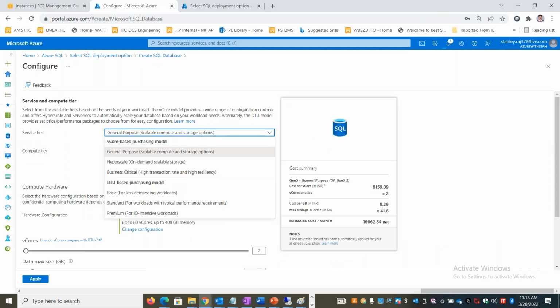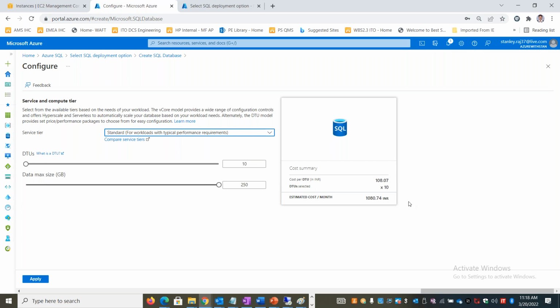So let's see. If I go and select standard, automatically you can see that you get options to change it from 10 DTU to 3000 DTU. When I change it, the backend data size also changes, and the price also varies when I choose a different DTU requirement. DTU, I would say, is a combination of CPU, memory, and network transactions.